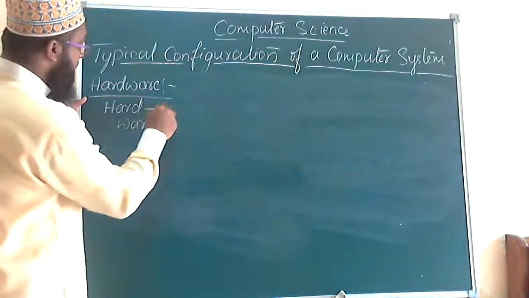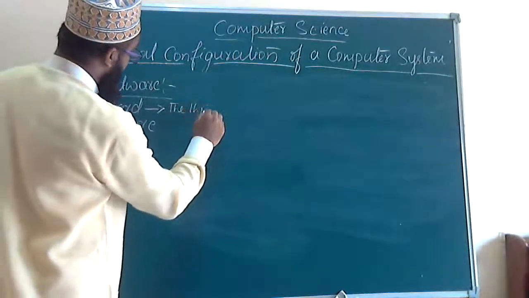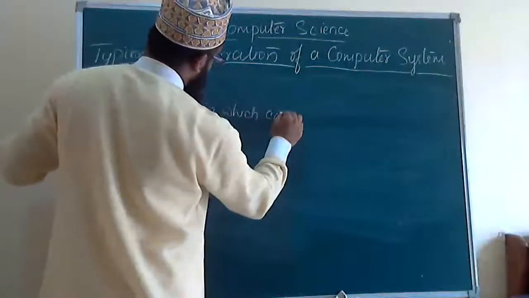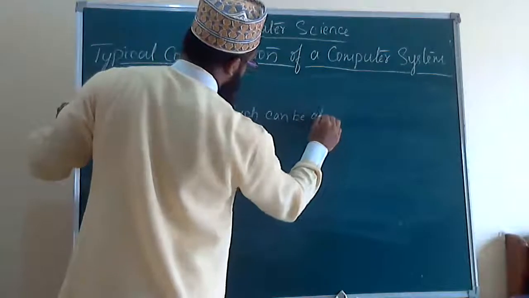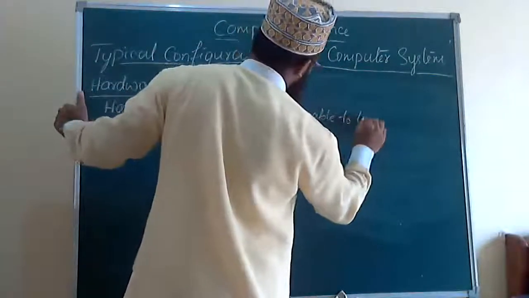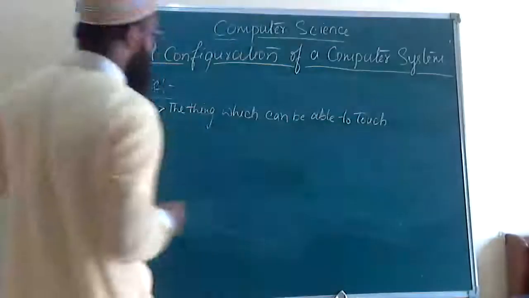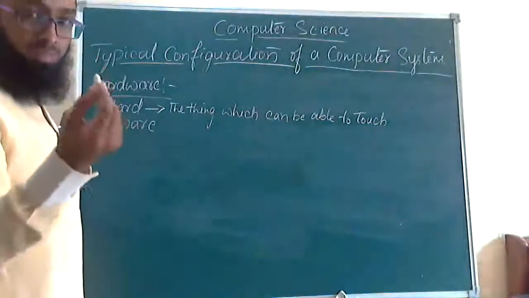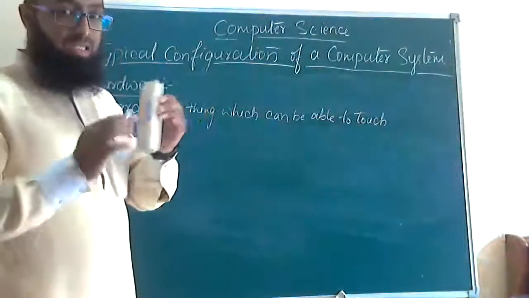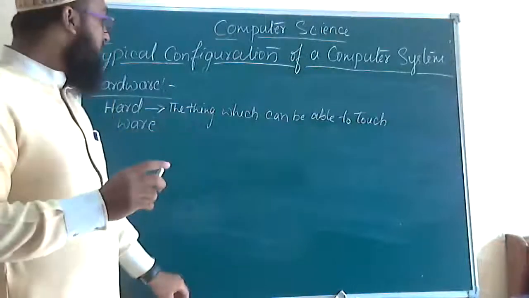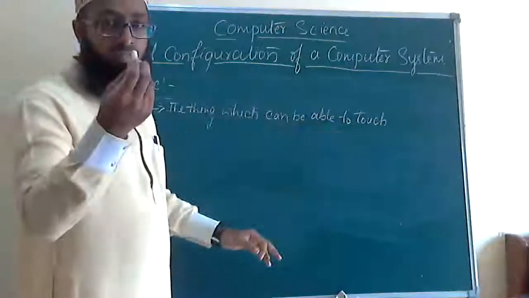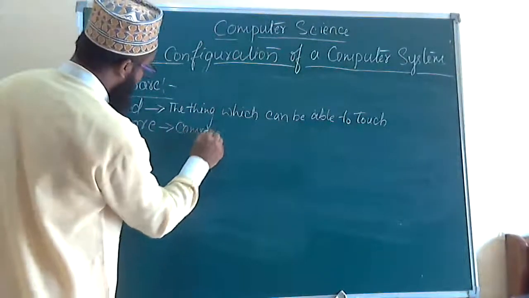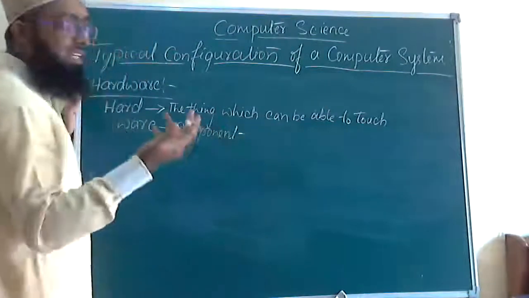Hard means the thing which can be touched. Just like I'm touching this board, or I'm holding the piece of chalk, or I'm holding a duster. These are hard things. The thing which can be touched is called hard. Ware means it is a component. Ware means component, anything it may be.